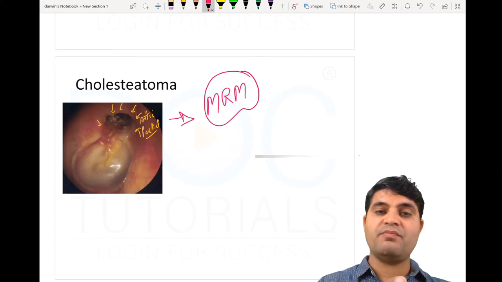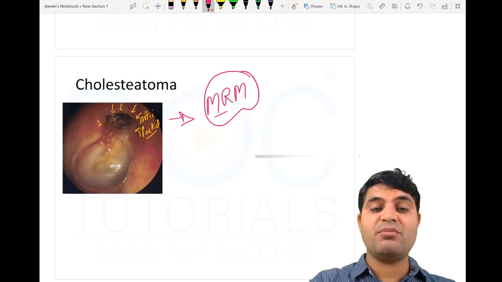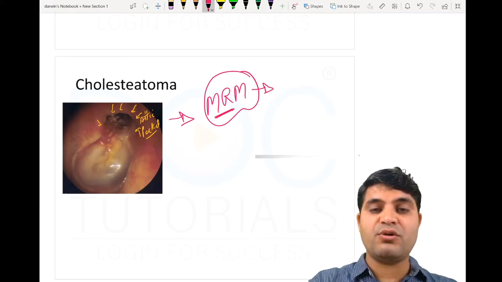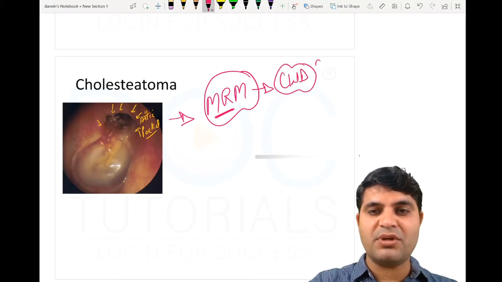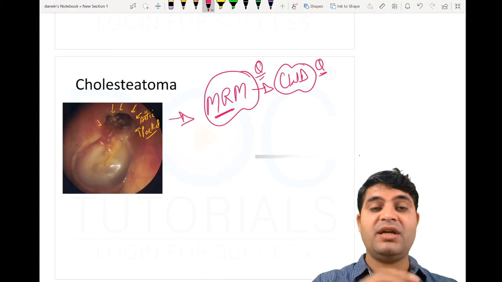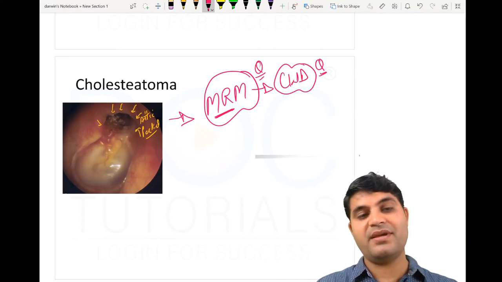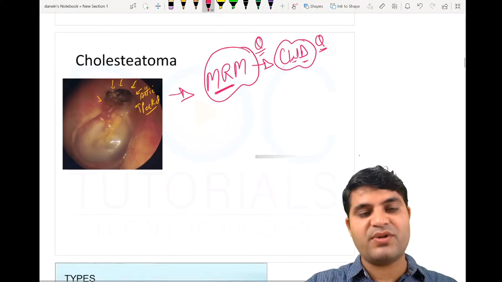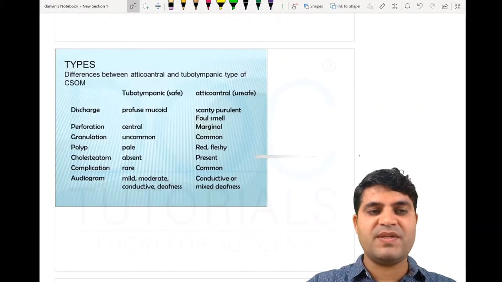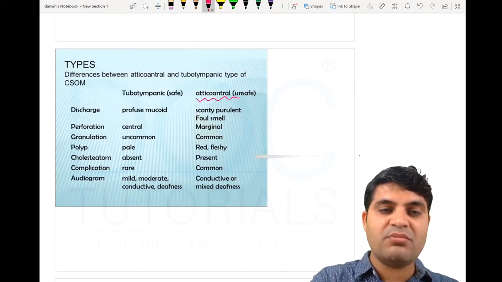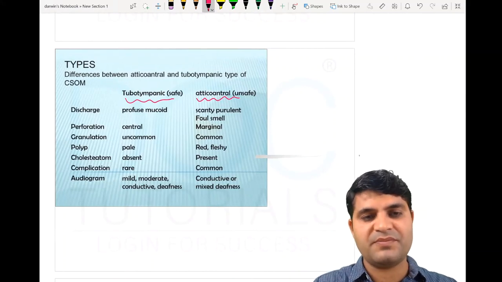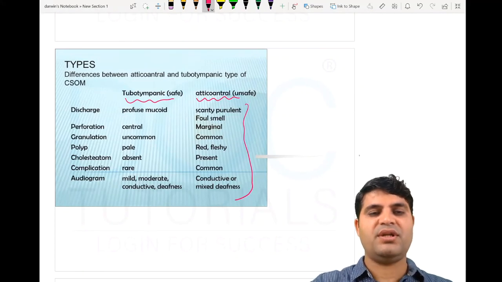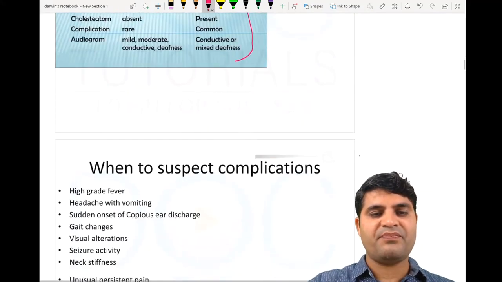Clear? Safe CSOM, tympanoplasty; unsafe CSOM, MRM. Please don't confuse yourself. So modified radical mastoidectomy, which is also canal wall down mastoidectomy. I am giving you keywords only. This is the reason. At this point, no confusion, please. Clear? So canal wall down mastoidectomy, CWD, or modified radical mastoidectomy. Yes, these are important differences between safe and unsafe CSOM. I think everybody remembers these differences. Clear? So I will not waste your time. You can revise it. Clear?